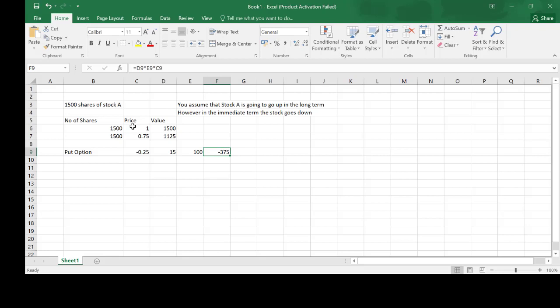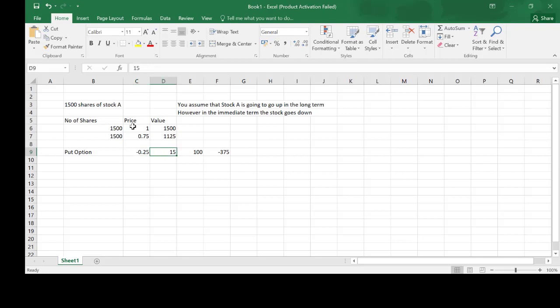Here it shows negative, but just to make you understand, this negative value is actually going to be positive. So you will actually be making money if the value of the shares goes down, right?